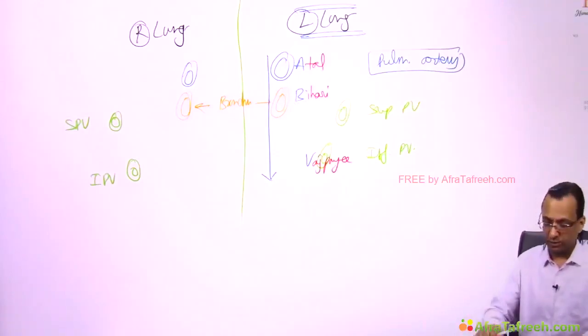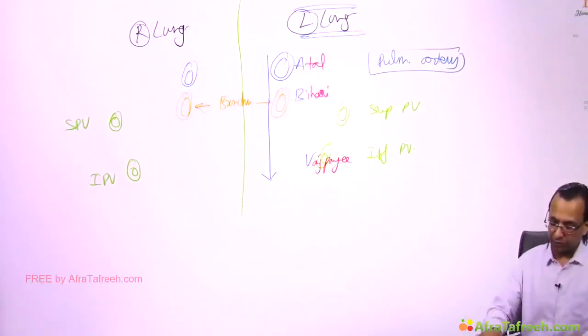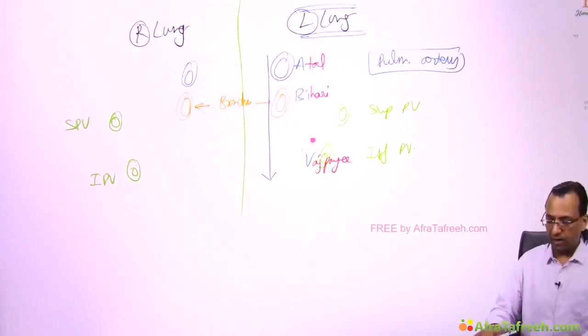Yes, you can use it. Atal Bihari Vajpayee, superior to inferior. You mean the artery is more superior? Yes. And the bronchus is in the middle? Yes. And then the vein is inferior? Yes. Which vein? The inferior pulmonary vein here. Okay, right.